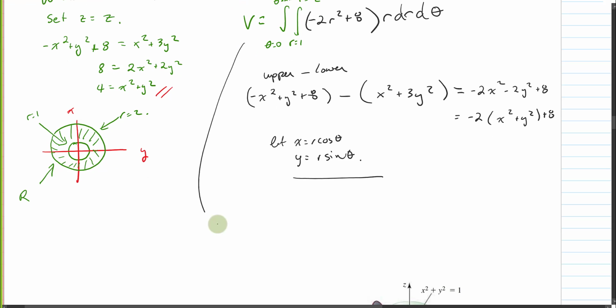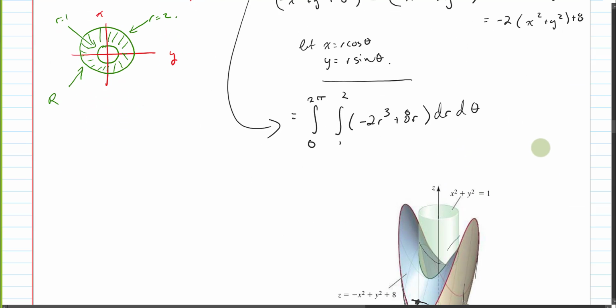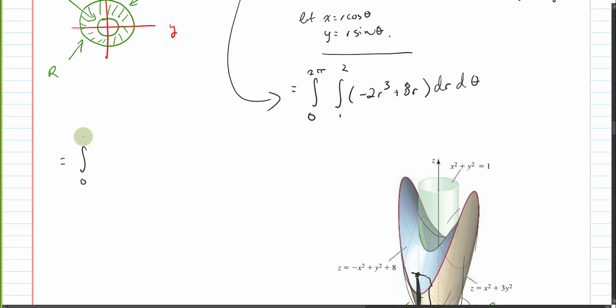All right. So now we're ready to actually evaluate this integral. This is going to be the integral from 0 to 2 pi of the integral from 1 to 2 of minus 2r cubed plus 8r dr d theta. I went ahead and incorporated that r into the integrand. And that's equal to the integral from 0 to 2 pi of minus 2/4 r to the 4th plus 4r squared, evaluated from r equals 1 to r equals 2, d theta.